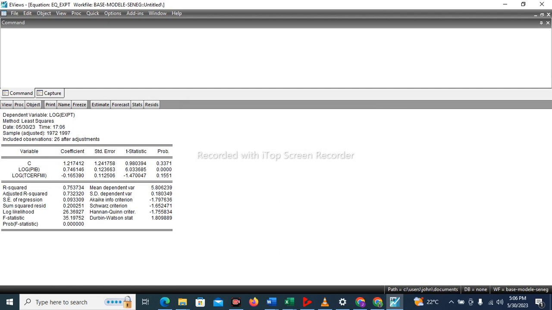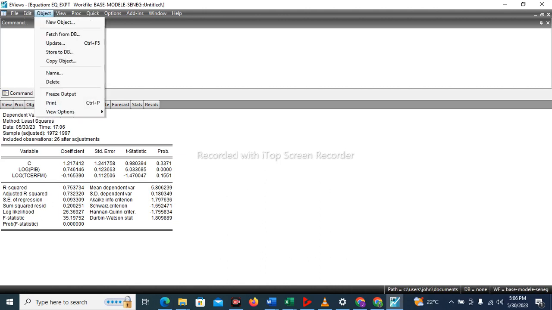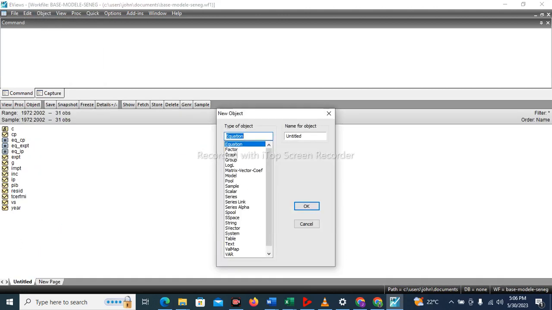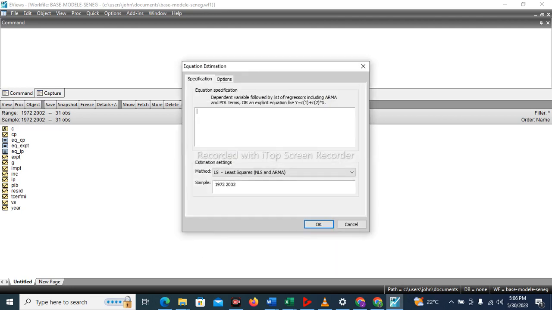Now, the other equation we have is imports. So let's create an equation for the imports. Object, new object, then you label your equation. It is equation imports. Then you specify your equation. It is for imports, log imports. I think this is the only part that you have to type the equations.